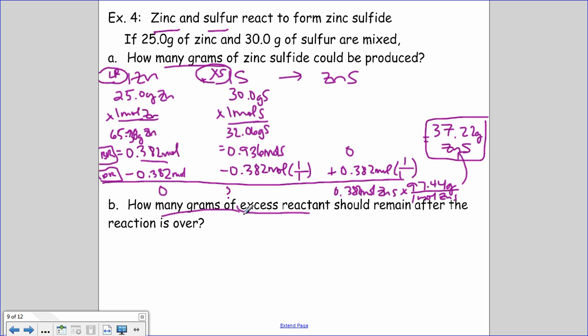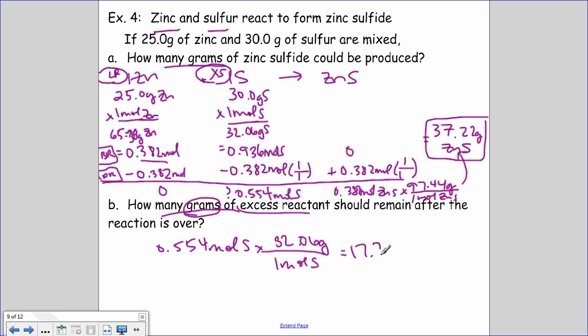All right, so how many grams of the sulfur, which is the excess reactant, should remain afterwards? You've already got all of this set up. When you do the subtraction, 0.936 minus 0.382, you should get 0.554 moles of sulfur. Last step is taking it to grams, so 0.554 moles of sulfur, where 1 mole of sulfur weighs 32.06 grams. That's going to give you 17.76 grams of sulfur. And that is your final answer.